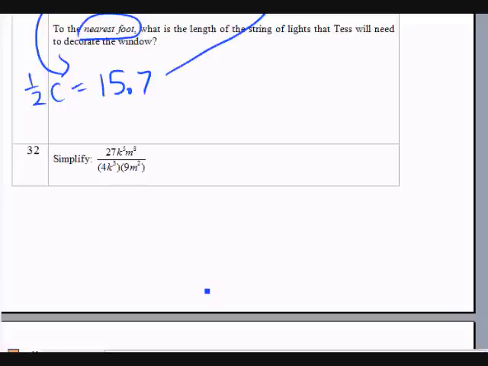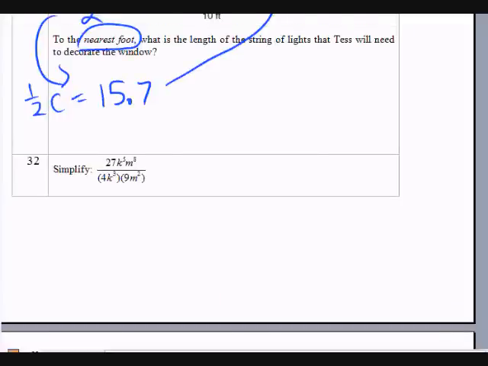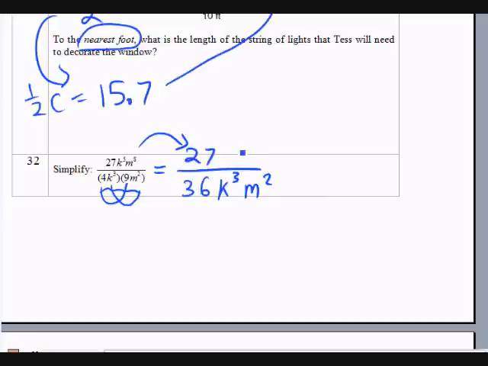Next question, 32. We want to simplify this. Simplify means to reduce anything that you can. Let's work this problem. There's a multiplication on the bottom here, so let's deal with that first. 4 times 9 is 36. K cubed times m squared: we can't combine them because they're different variables, so I'm going to leave it as k to the third, m to the second. The top stays the same, 27, k to the fifth, m to the 8th.